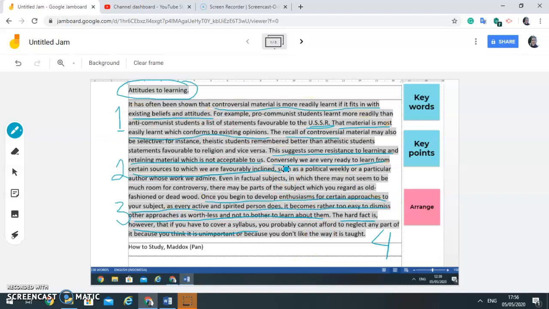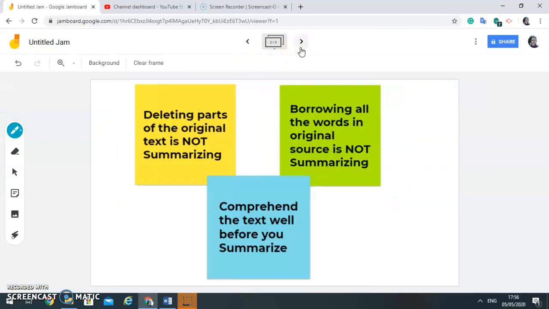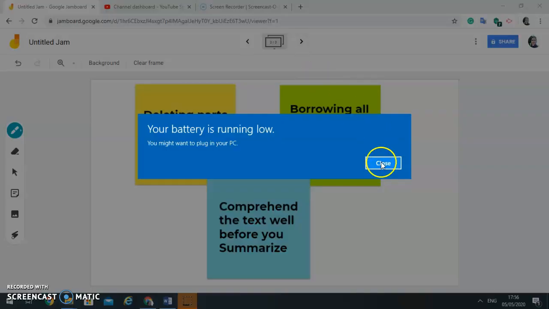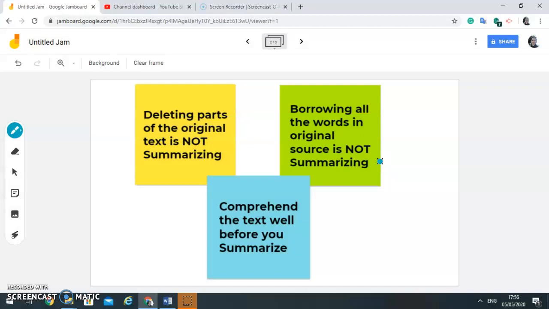Okay, those are the 4 points in this text. What you need to do then is to arrange these 1, 2, 3, 4 points in your own words into a paragraph. So your summary probably consists of 4 sentences only. Okay, that is a summary. So once again, deleting parts of the original text is not summarizing. Borrowing all the words in the original source is also not summarizing. You need to comprehend the text well before you summarize.